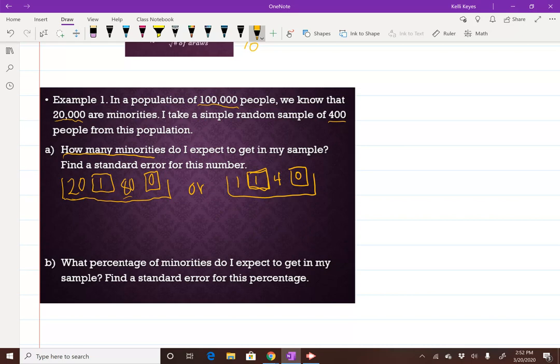So then how many minorities? Well, the easiest thing that I can think of without even using EV sum for the formula is, if 20% are minorities in the population, then what's 20% of 400? So 20% times 400, which is what the EV sum is going to be. I just think first it makes sense to talk about it as 20% of your sample. So I think that's going to be 80 people. And then the standard error, so that will be the SE sum.